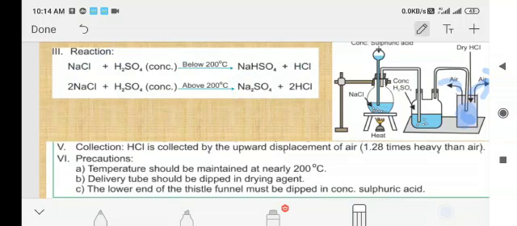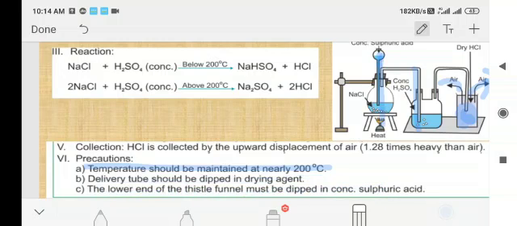Okay, let me move to the precautions. The first thing is the temperature should be maintained nearly 200 degrees Celsius, just below 200 degrees Celsius. That is what is given in your book. The second thing is the delivery tube should be dipped in the drying agent. And the lower end of the thistle funnel should also be dipped under the sodium chloride solution or sulfuric acid solution.